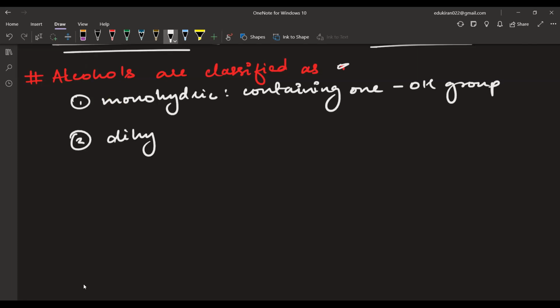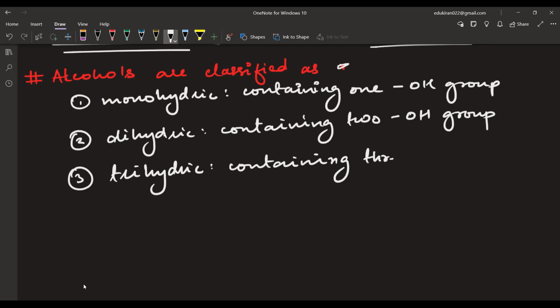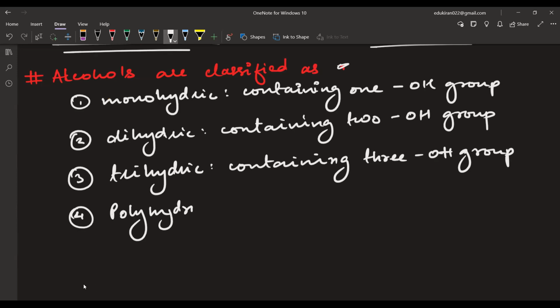Dihydric, containing 2 OH groups. Trihydric, containing 3 OH groups. And then the last one, the fourth one, is polyhydric, containing more than 3.